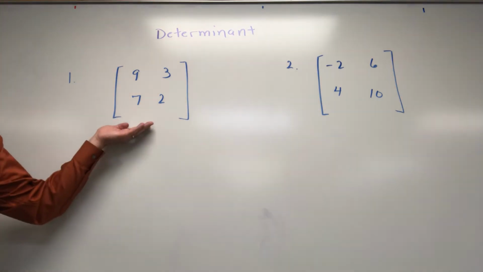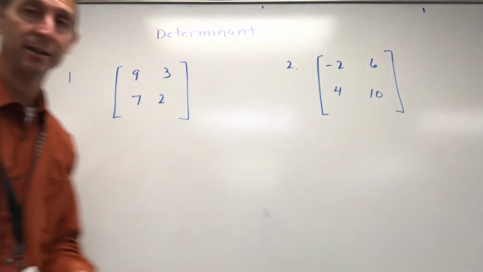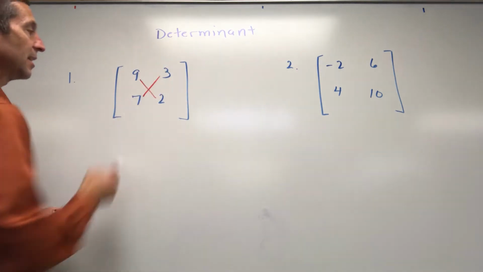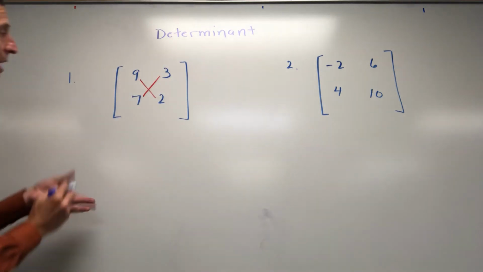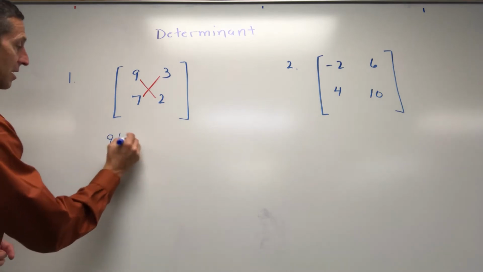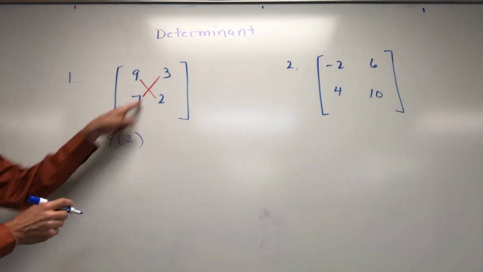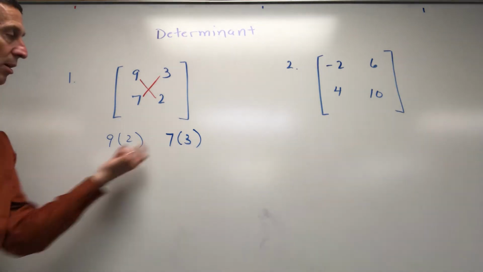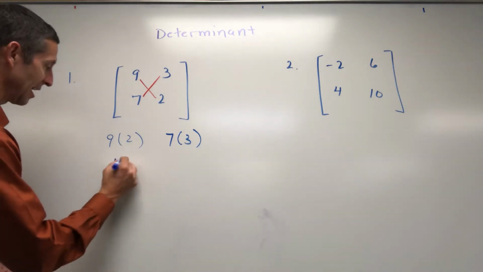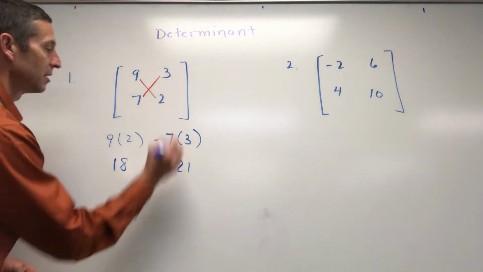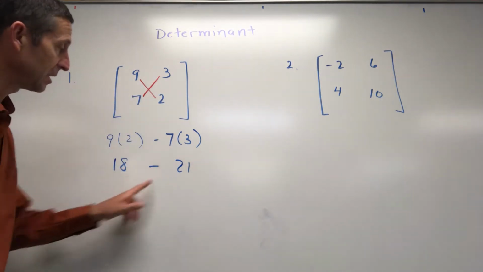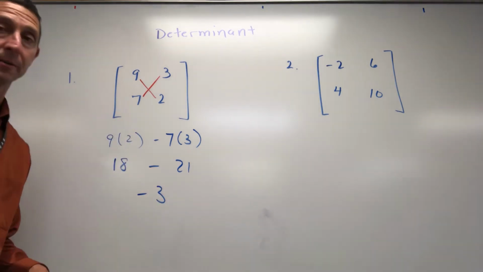You've got your 2 by 2 matrix. Your determinant is always your main diagonal first, second diagonal second. So main diagonal, you're going to go 9 times 2. Your second diagonal is the 7 times the 3. Multiply, multiply. This is 18, this is 21, and you're just subtracting those to find the determinant. 18 minus 21, negative 3.